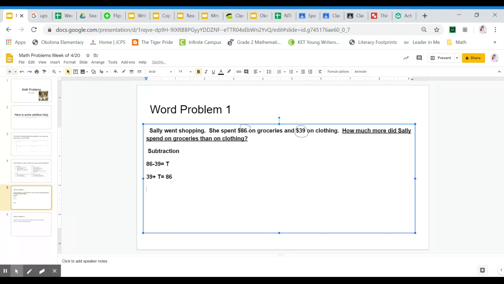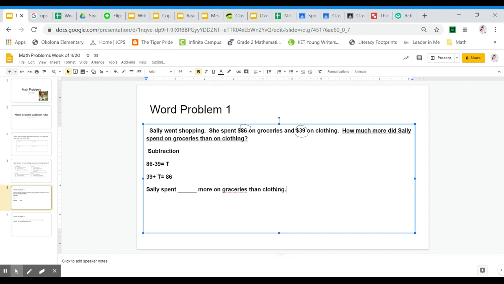Okay, so I'm going to say blank. Let me write a solution statement. So I'm going to take this statement up here and make it into a solution statement. So Sally spent blank more on groceries than clothing.